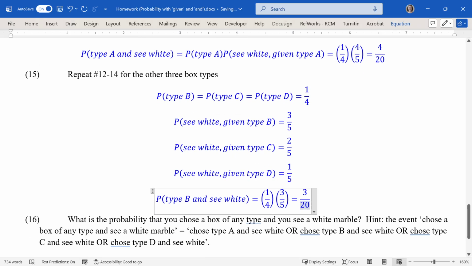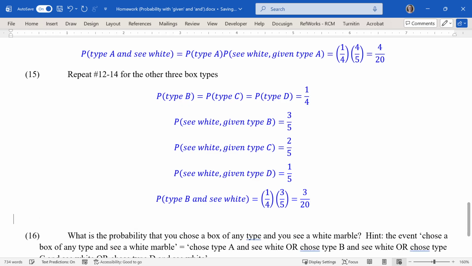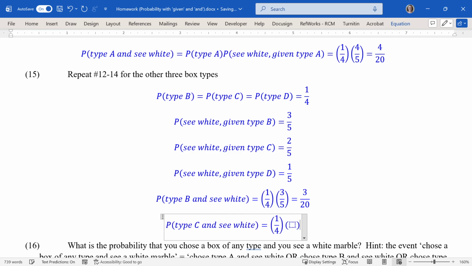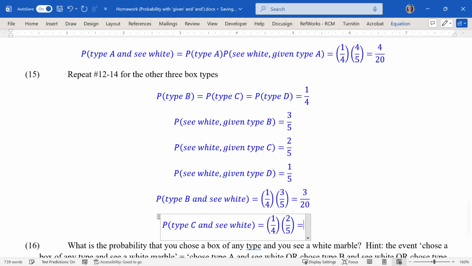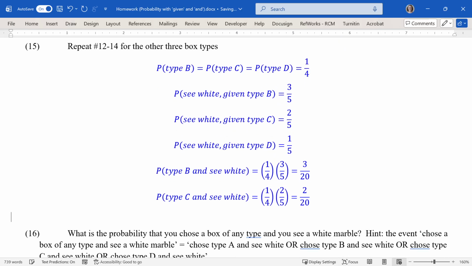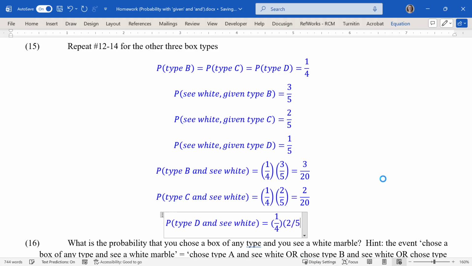I'm going to write these all as out of 20 because actually I'm going to add them up in a minute. Next, the probability of getting the type C box and seeing the white marble, again, is the probability of getting the box type C times probability of seeing the white marble given that you have box type C, which is 2/5. So this is 2 out of 20. And then finally, probability of getting box type D and seeing the white marble is 1/4 times 1/5. Oh, sorry, not 2/5. This will be 1/5. The type D box only has one white marble.